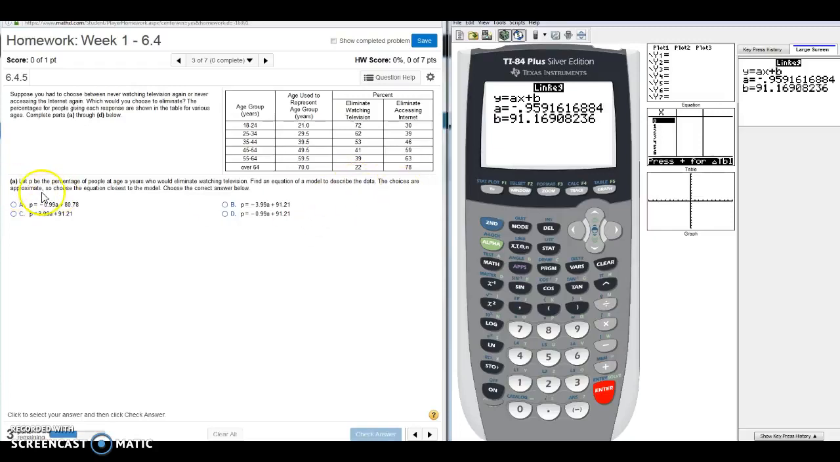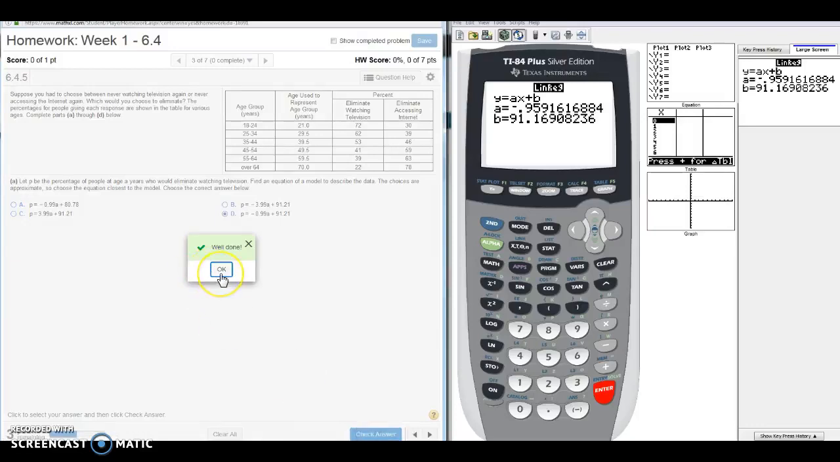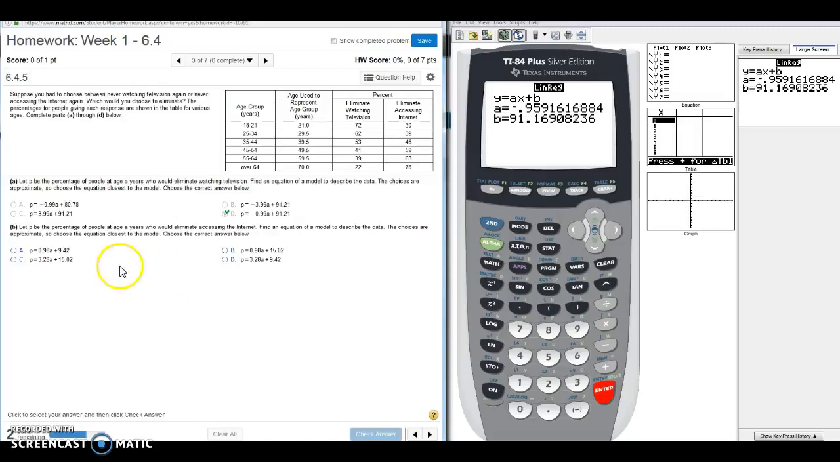The choices are approximate. So choose the equation closest to the model. Choose the correct answer below. So the one closest to the model is going to have a negative slope. This looks closest to the model to me. Negative 0.99. I've got that in 2 places, and then my y-intercept is 80 here and about 91 here, and that one's closer. Looks good. So don't let that scare you since it's approximate.